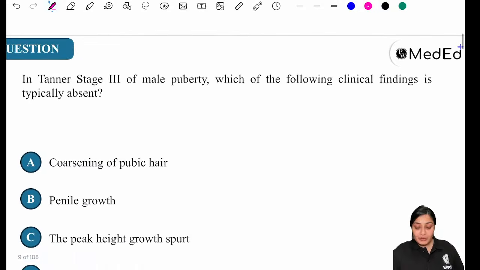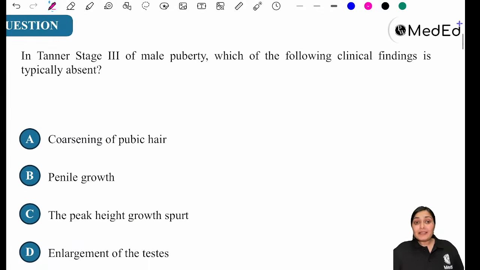Now let's move to the next question. In Tanner stage 3 of male puberty, which of the following clinical findings is typically absent? Coarsening of hair, penile growth, peak height growth spurt, or enlargement of testes. We all know that growth spurt happens at stage 4 of Tanner's, right? So this is something which is going to be absent, rest all is present.